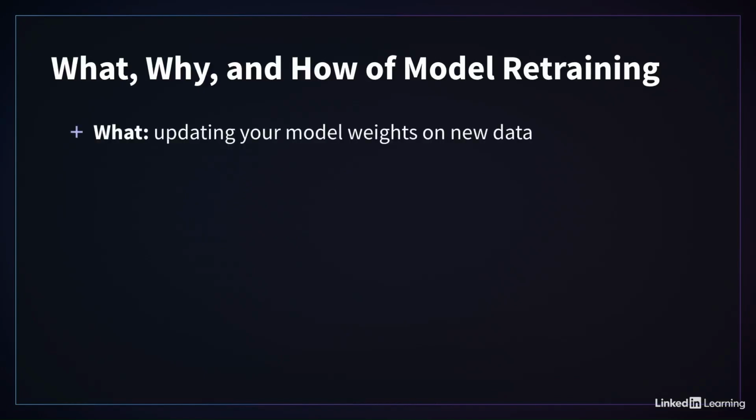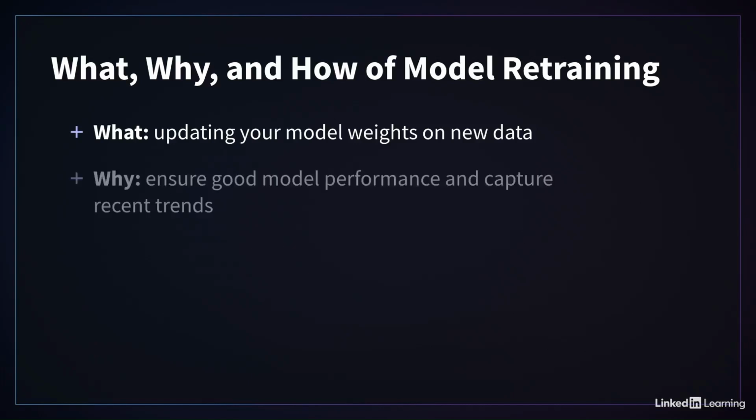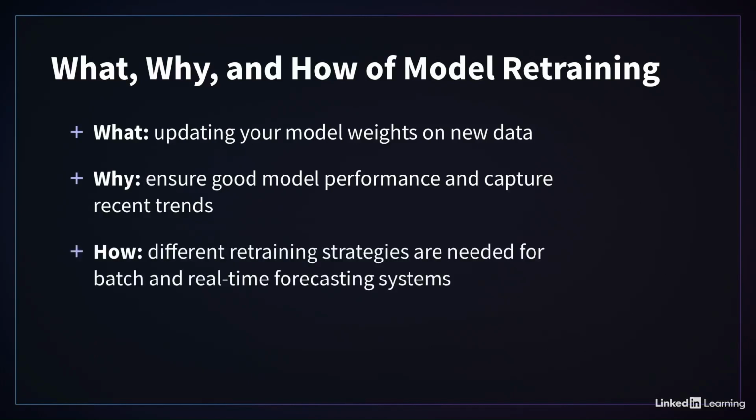Retraining a model means updating the model weights on new data without changing the existing model architecture. Think of it as recalibrating it. Why do we need to do this? Well, it helps us to maintain performance and capture recent patterns in data that were not apparent when we trained the model the last time. And how do we do it? Well, this depends whether we are talking about batch or real-time systems.